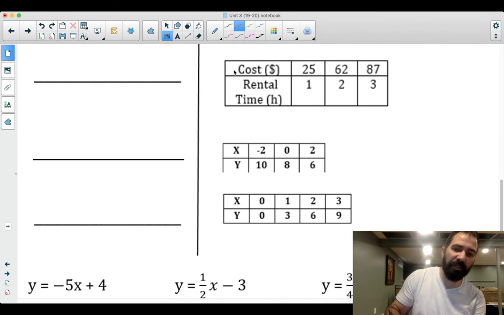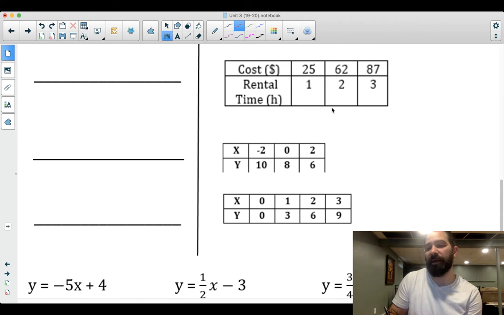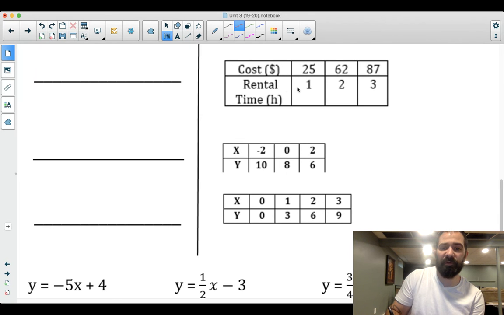I'm gonna find out, is this a proportional relationship? Remember, it has to be constant growth, and it has to be a line, and it has to go through 0, 0. So if I rent a car for 1 hour, it costs $25. If I rent it for 2 hours, $62. If I rent it for 0 hours, I don't rent it, it's going to cost $0. That means that it went through the origin, 0, 0.